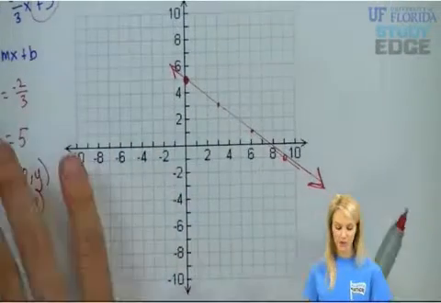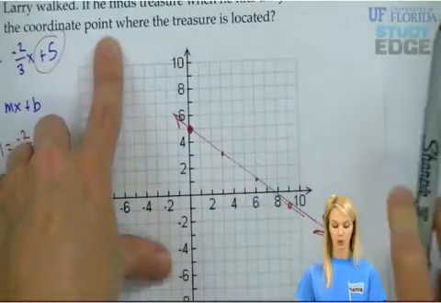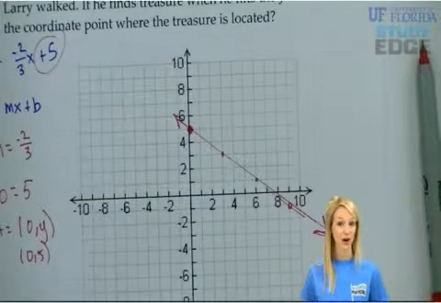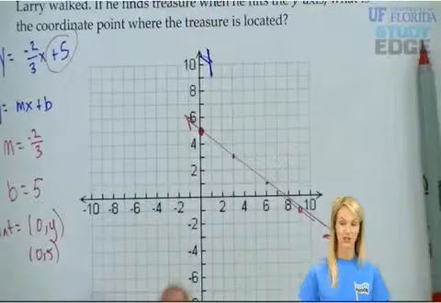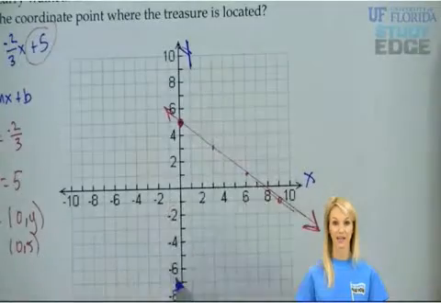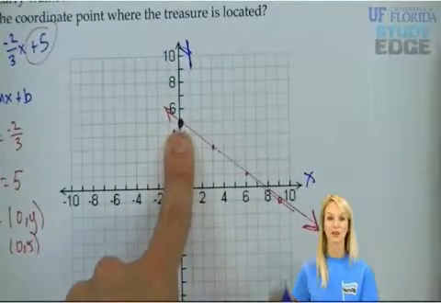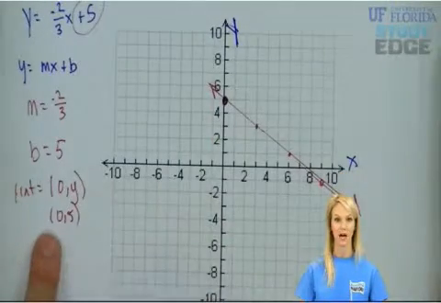All right, so now that we've got the line, it says if he hits treasure when he hits the y-axis, what is the coordinate point of where the treasure is located? We actually already did this work. Look at where your line hits your y-axis. Remember, your vertical axis is your y-axis. Your horizontal is your x. Well, where does the line hit the y-axis? Right here, it hits at the y-intercept. We already figured out that point, didn't we? That was our point, 0, comma 5.